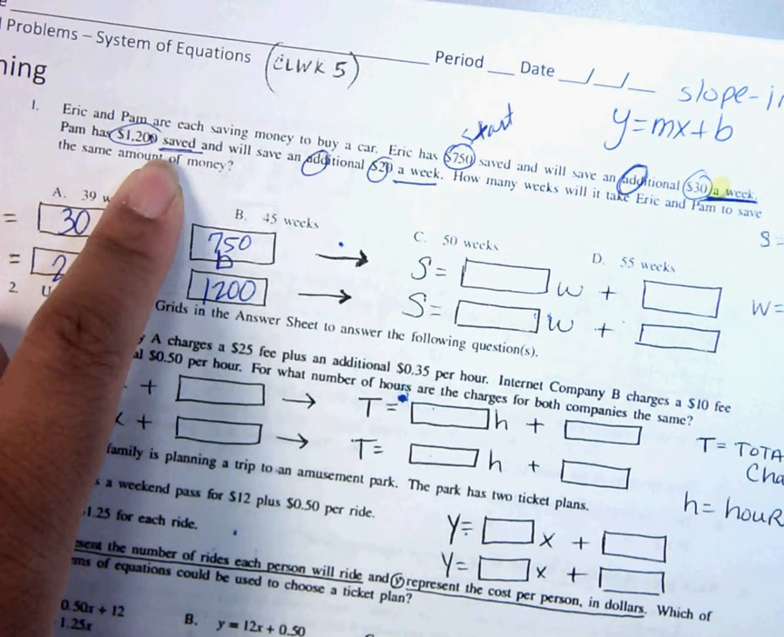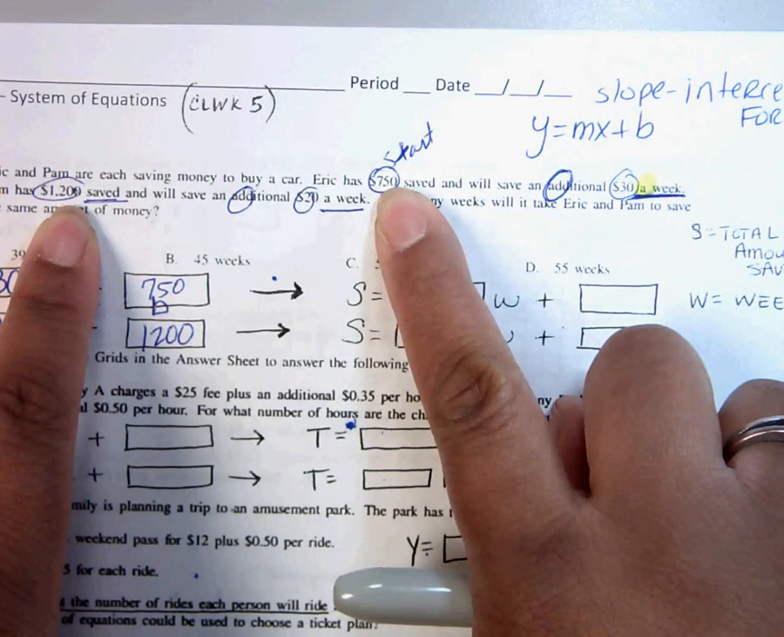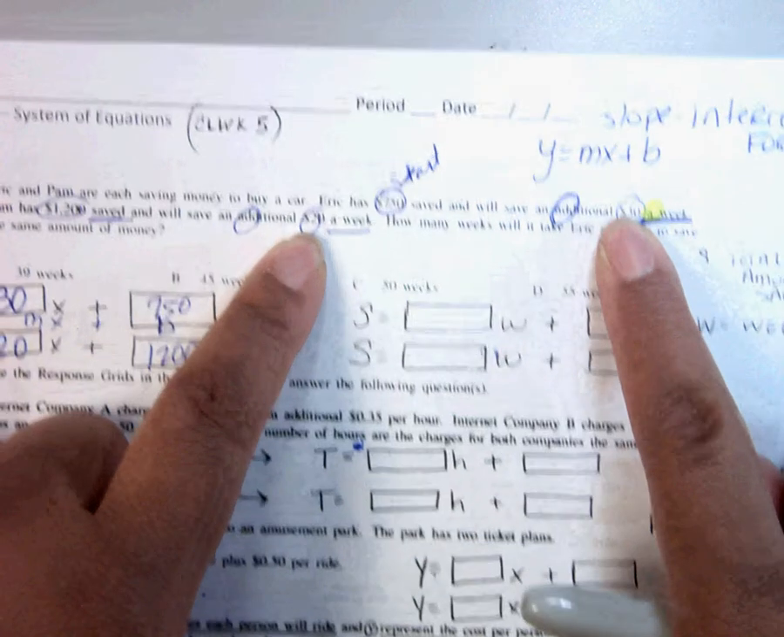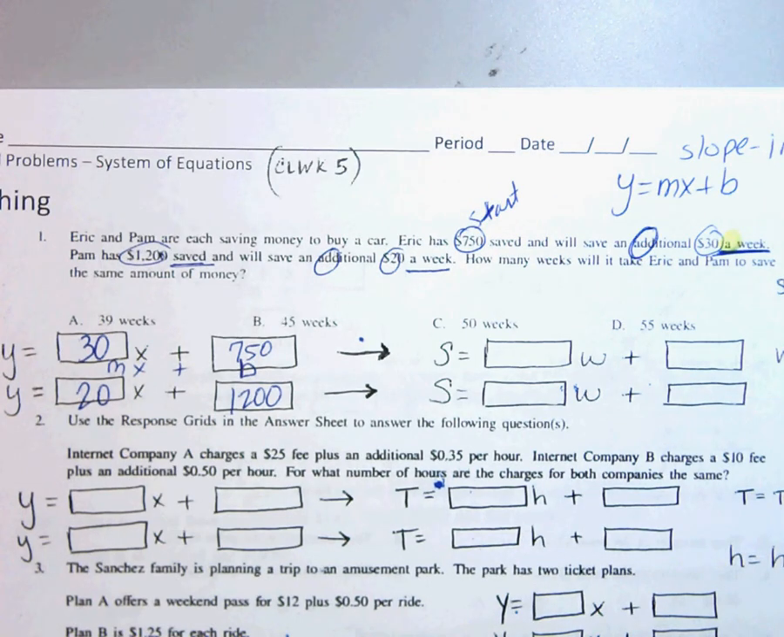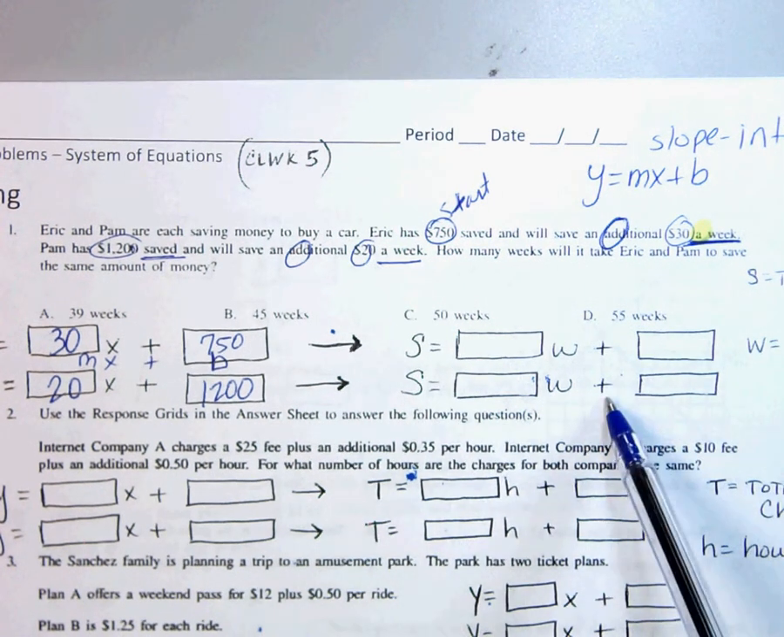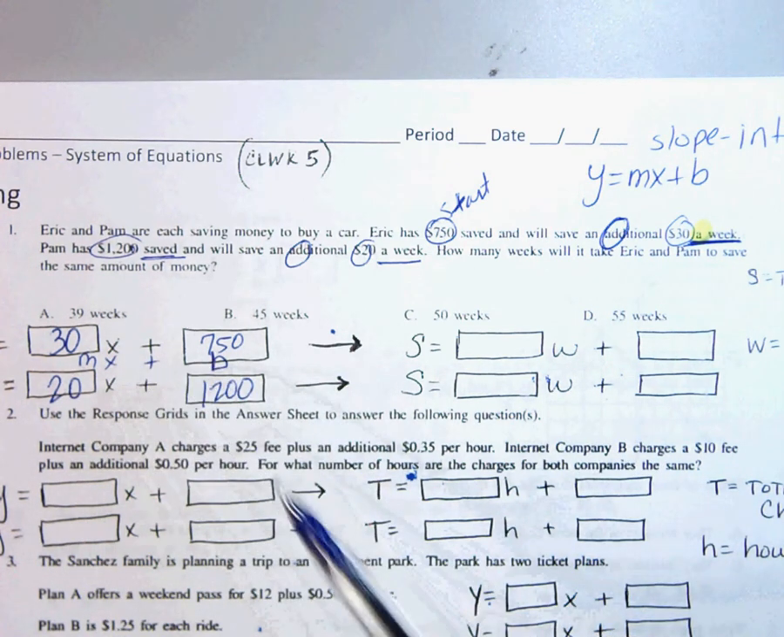Eric and Pam started with different amounts. They're saving different amounts a week, but there will be a time where they will have the same amount. So setting up these equations will give you that amount that they save that is the same, as well as the number of weeks that will be the same. Now, when we use the calculator, it is good to change y equals mx plus b to fit the word problem.